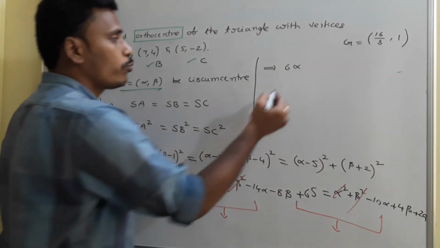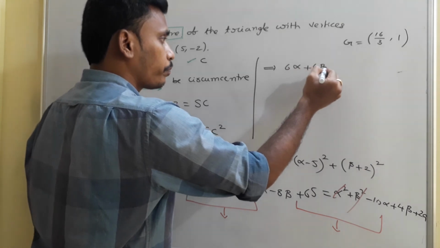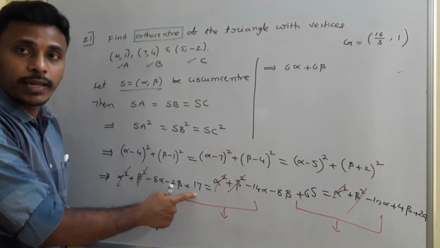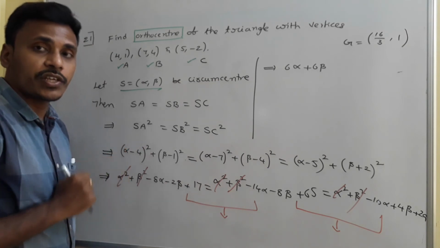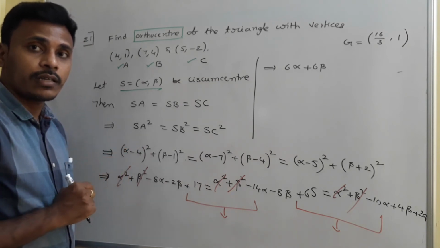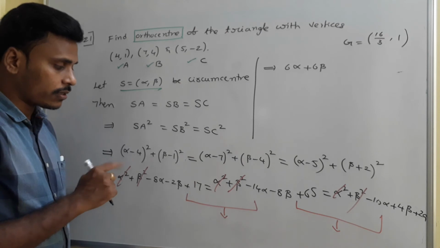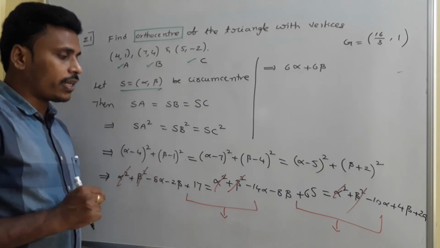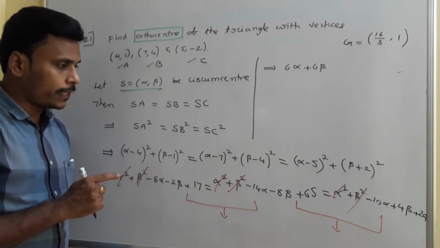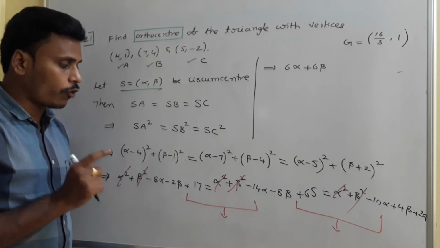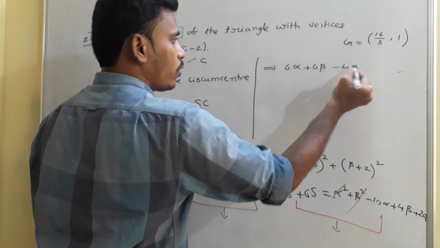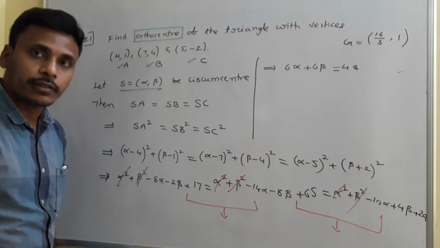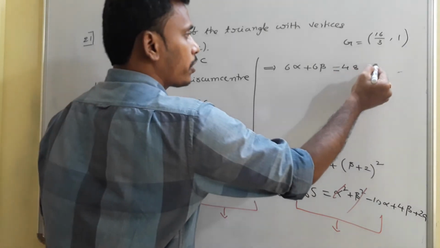8 beta minus 2 beta is plus 6 beta. And then this is plus 17. Send this 65 to this side: minus 65 and 17. Okay, what is the simplification? 65 minus 17 is 48. So 6 beta minus 48 is equal to 0, or 6 beta is equal to 48. Okay, this is one equation.